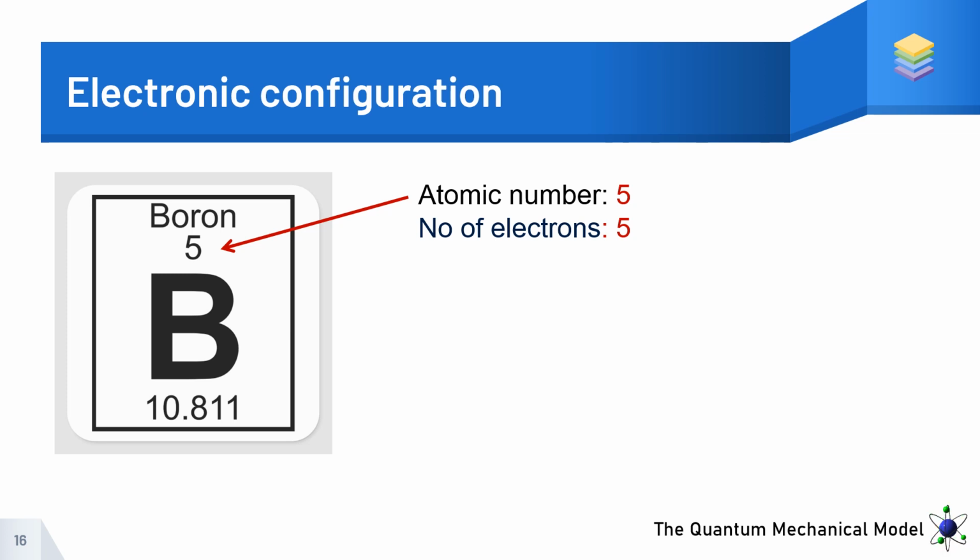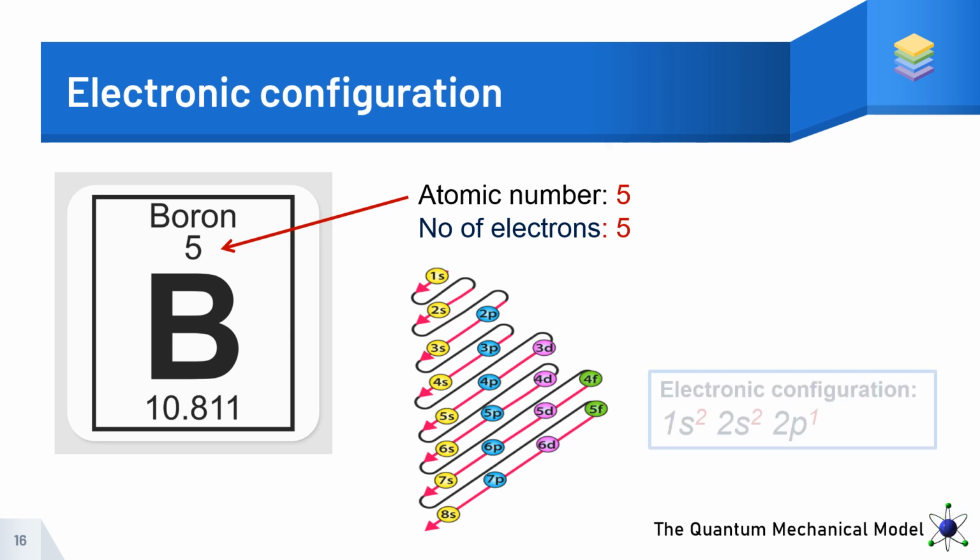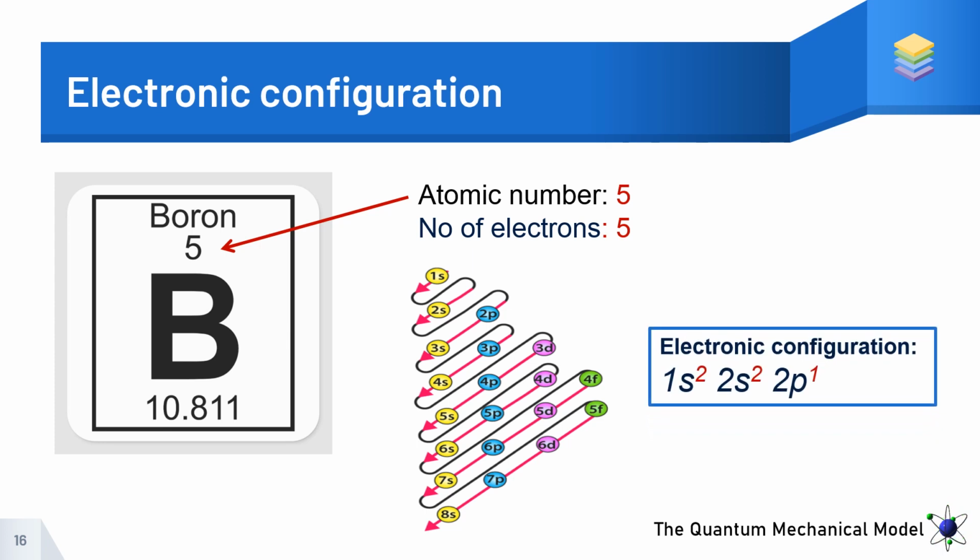The given element is boron, which has an atomic number of 5, meaning the number of electrons is also 5. So by looking at the pattern, the electronic configuration for this particular element would be 1s2, 2s2, then 2p1. Try to look at this exponent. We can see that we have here 2 plus 2 equals 4 plus 1 equals 5, right? So this one is equivalent to our number of electrons.